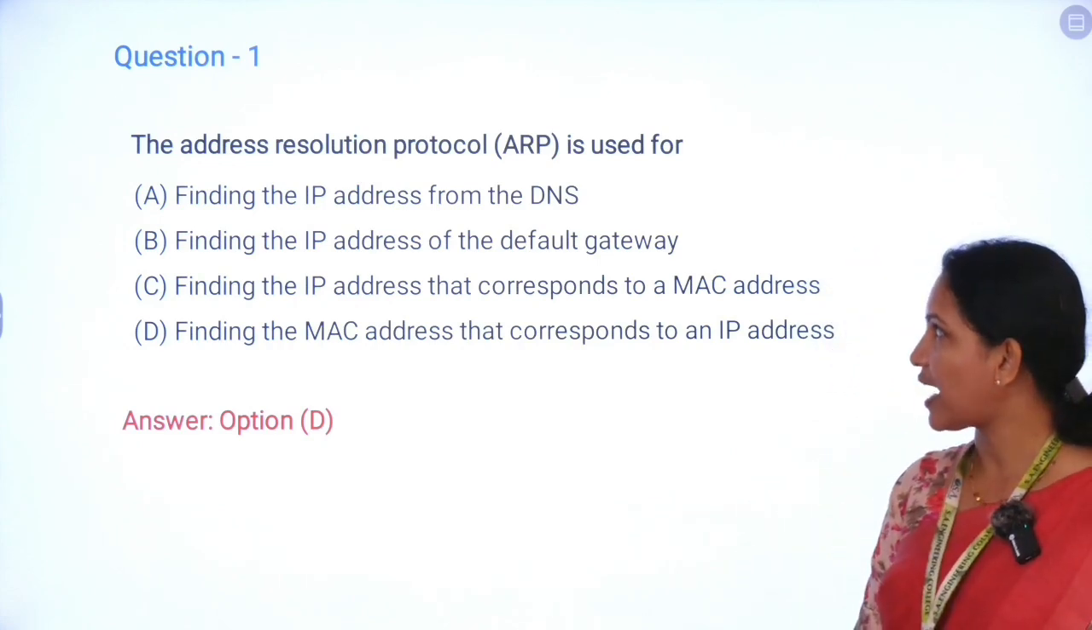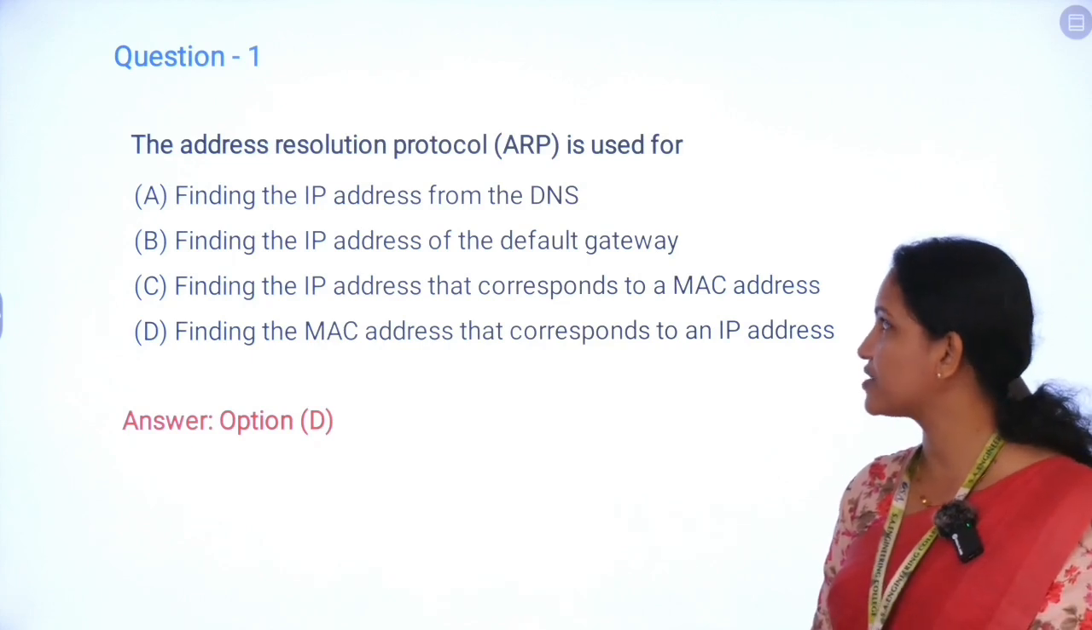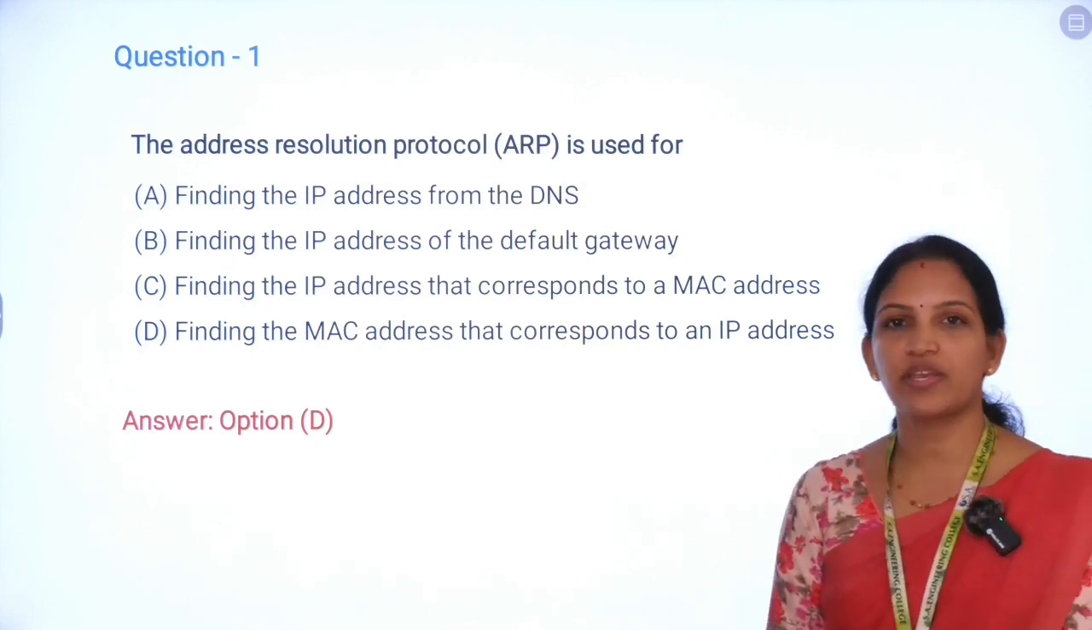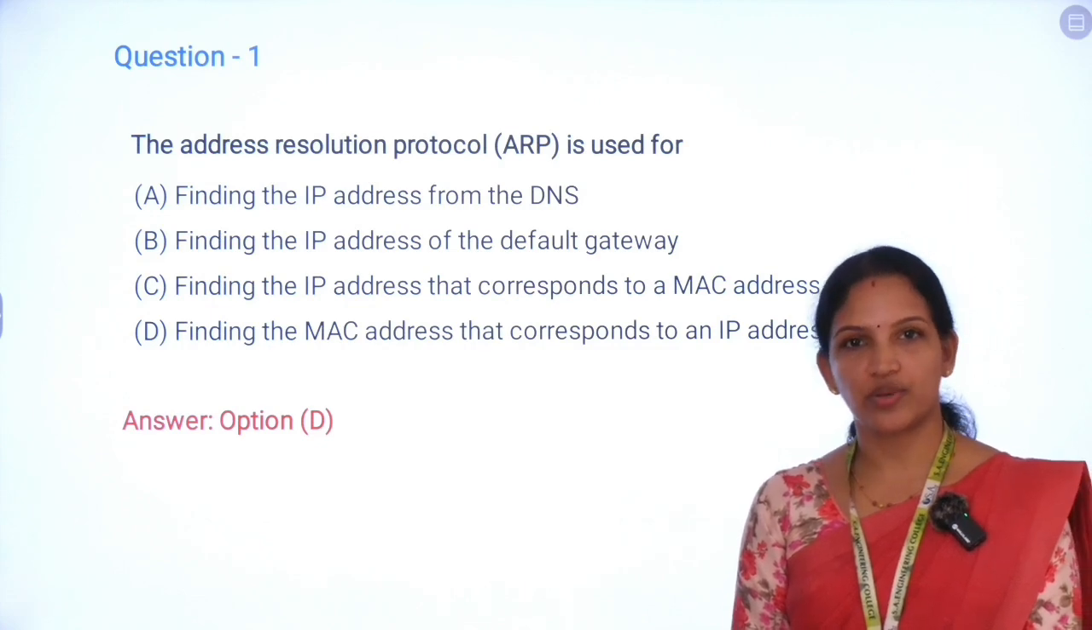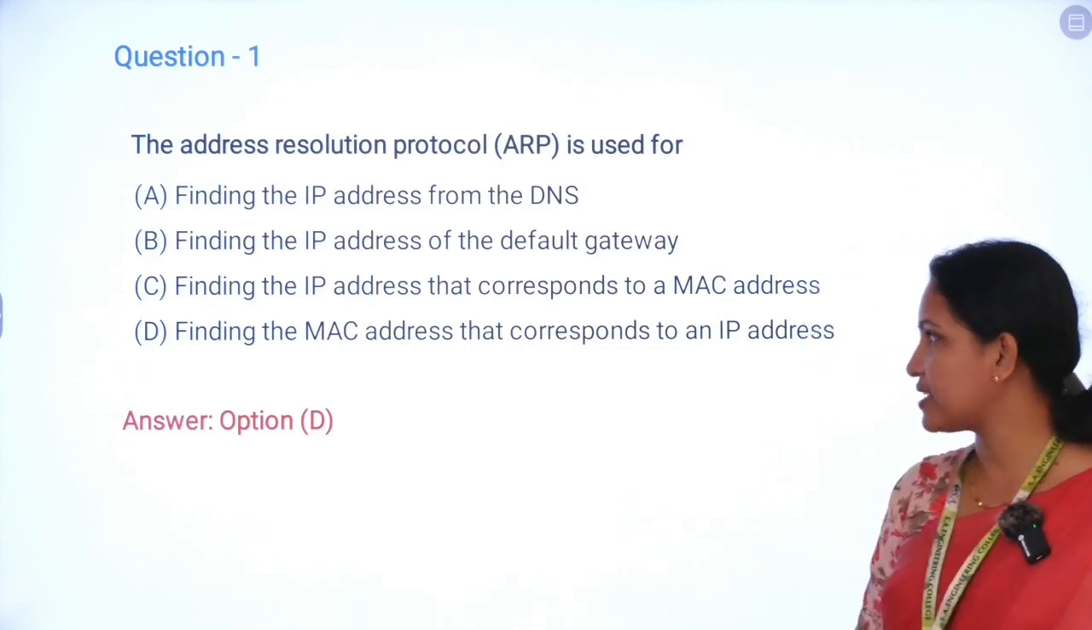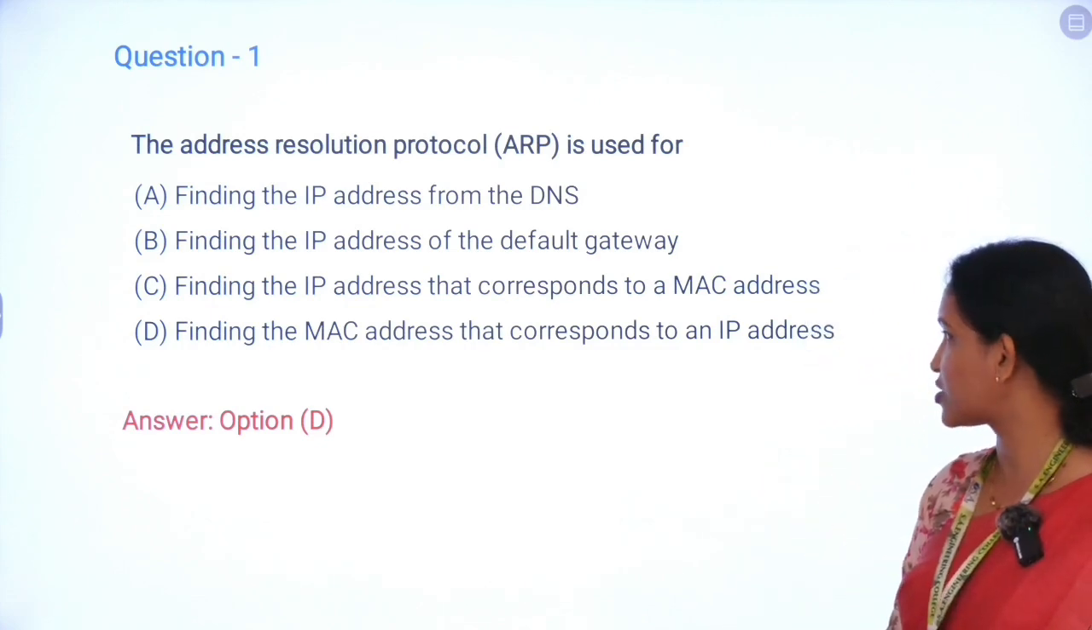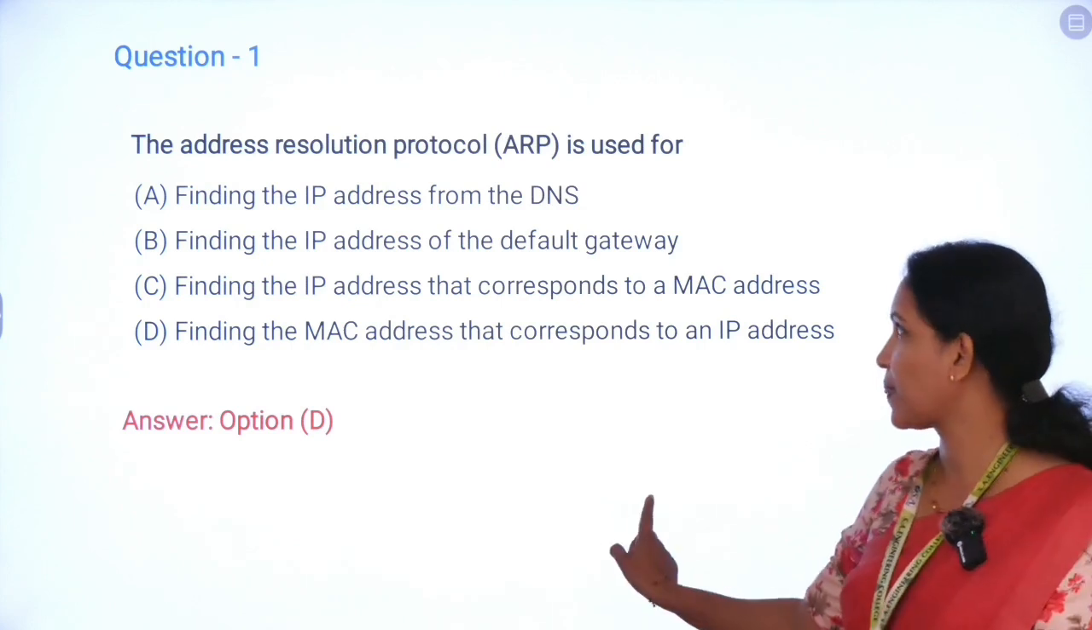First question, the address resolution protocol or ARP is used for. We know what is ARP. ARP is used for finding the MAC address corresponding to an IP address. So here option D is correct, finding the MAC address that corresponds to an IP address.